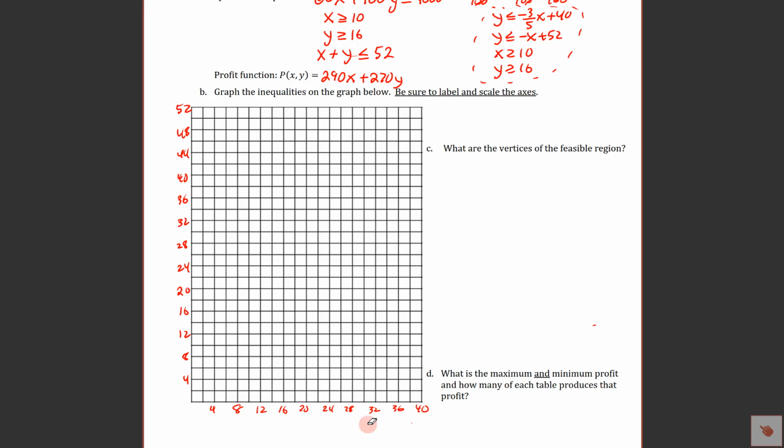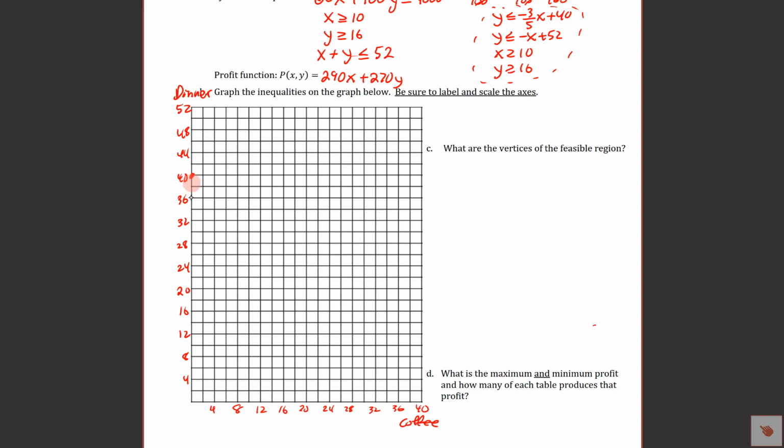Remember, we want to label this also. X was coffee table, so I'm just going to write coffee right here, and I'm going to write dinner right here. Tough to fit all this stuff in there. And then let's go ahead and graph this. Let's do this one first. So this one's going to cross at 40, so we're going to cross right here.